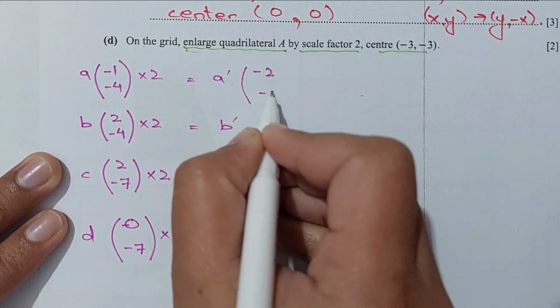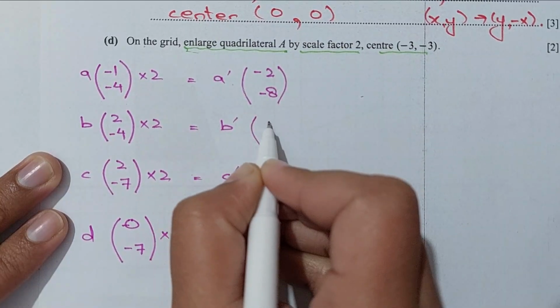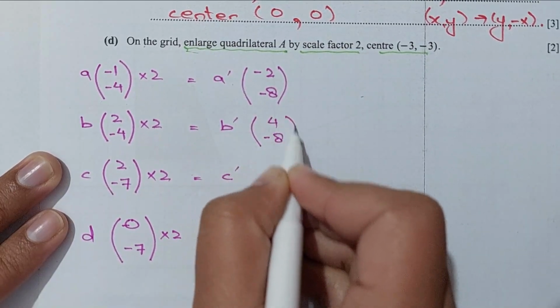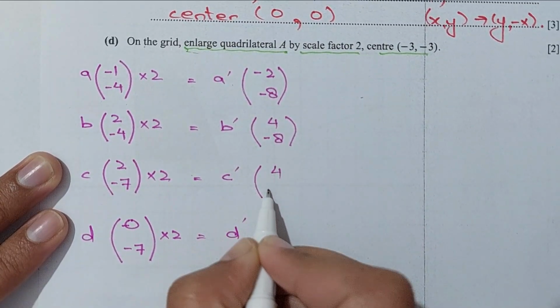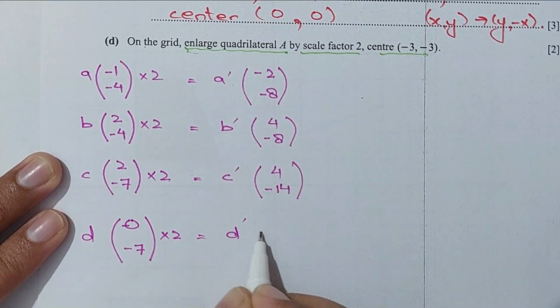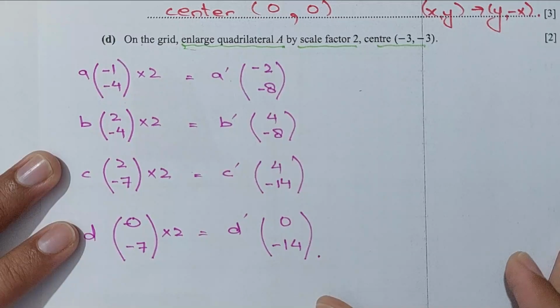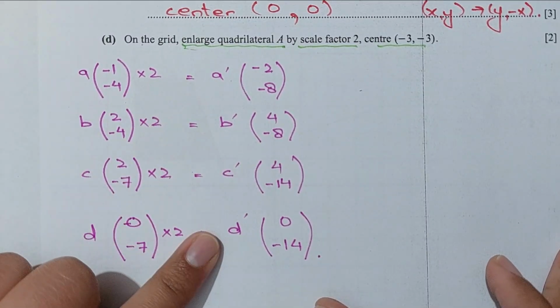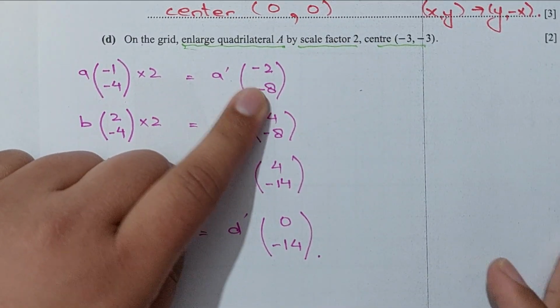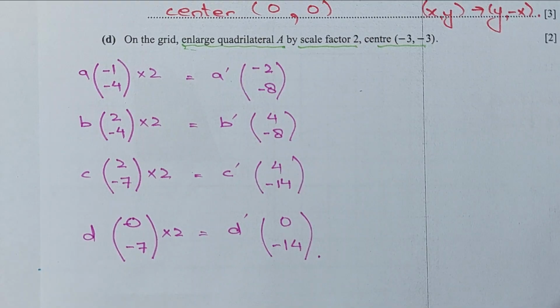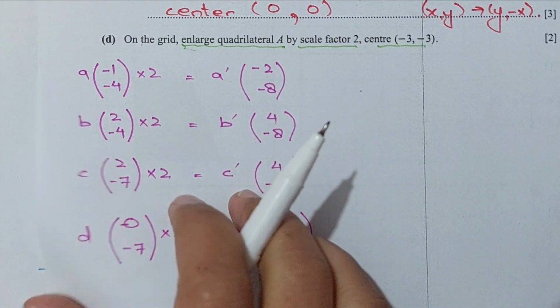-2 and 2 times 4 is 8. 2 times 2 is 4. 2 times 4 is 8. 2 times 2 is 4. 2 times 7 is 14. 2 times 0 is 0. 2 times 7 is 14. Right. So then these are the new distances from the center. Right. Wait, I made a mistake, a minor mistake here.